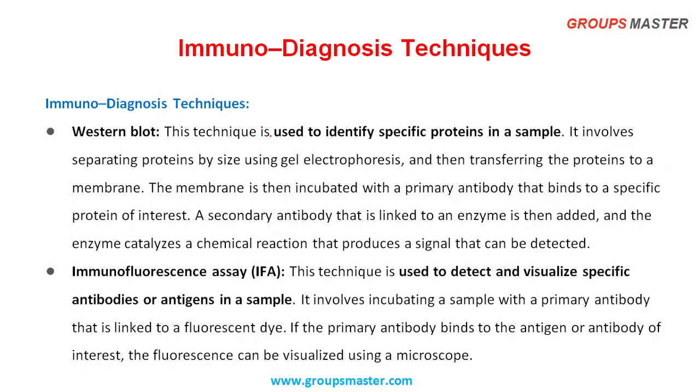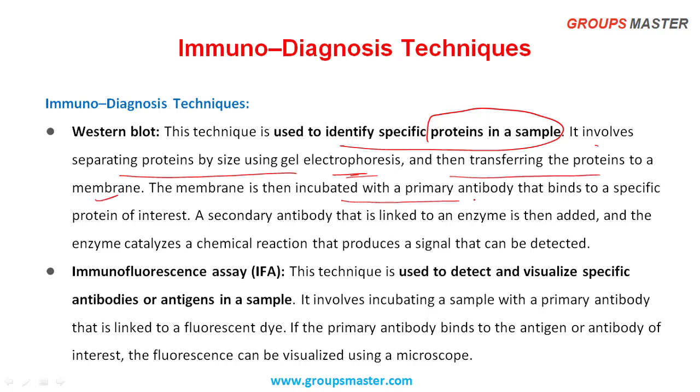Next one is Western blot. It is used to identify specific proteins in a sample. It involves separating proteins by size using gel electrophoresis and then transferring the proteins to a membrane. The membrane is then incubated with a primary antibody that binds to a specific protein of interest. A secondary antibody that is linked to an enzyme is then added, and the enzyme catalyzes a chemical reaction that produces a signal that can be detected.